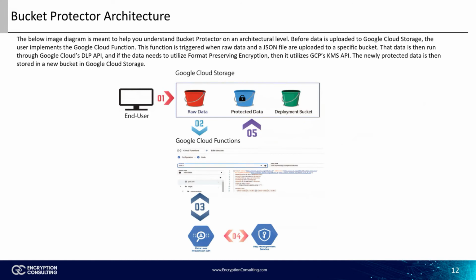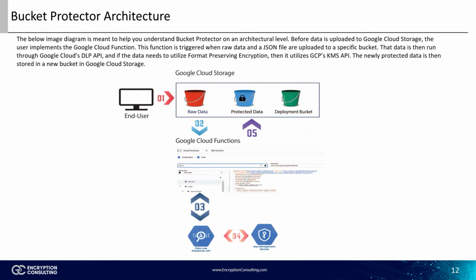The below image is meant to assist you in visualizing how the components of Bucket Protector interact with each other. Initially, the end user sets up the Google Cloud function on their GCP account. This involves setting up a deployment, protected, and raw data bucket. The raw data bucket takes in the raw data and triggers the cloud function when data is uploaded to the bucket. When the raw data is uploaded, the Google Cloud function reads the template to understand which data protection methods to implement on the dataset.